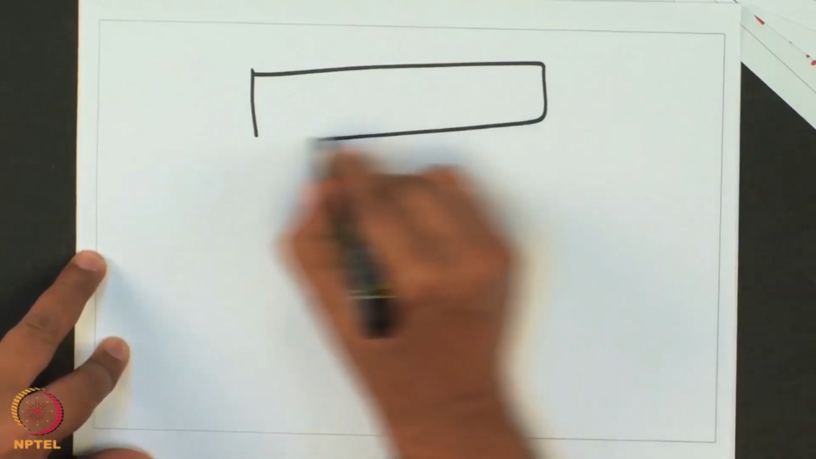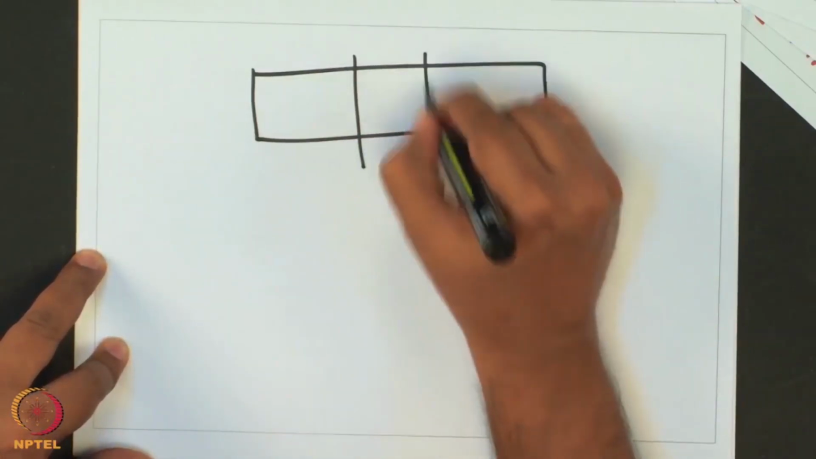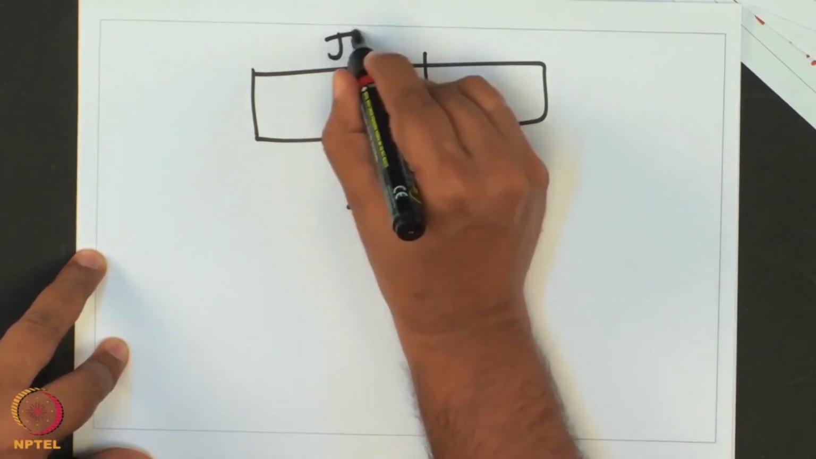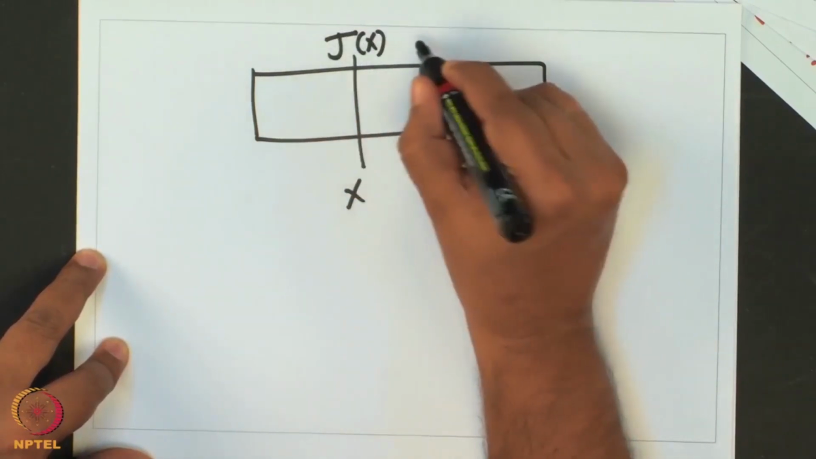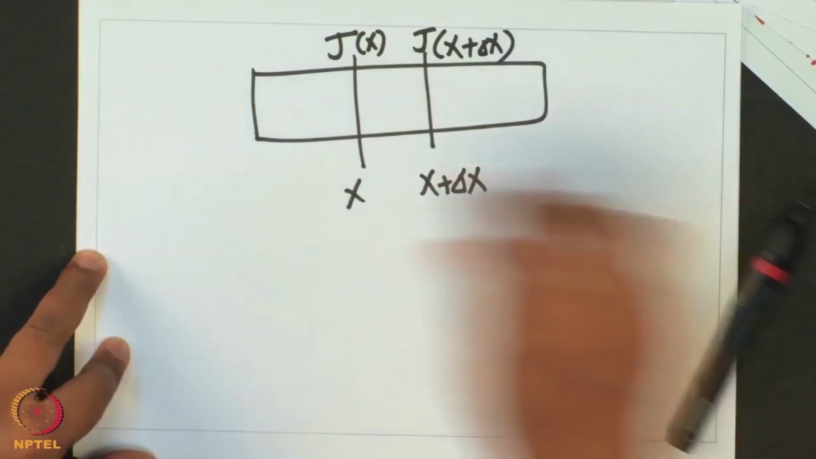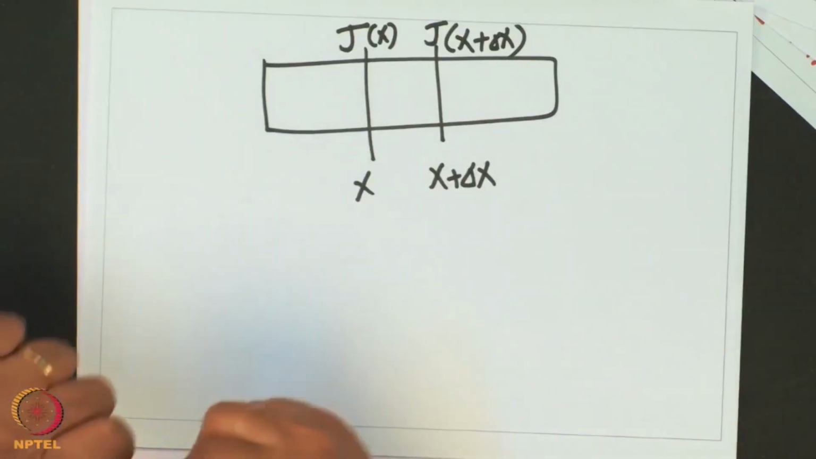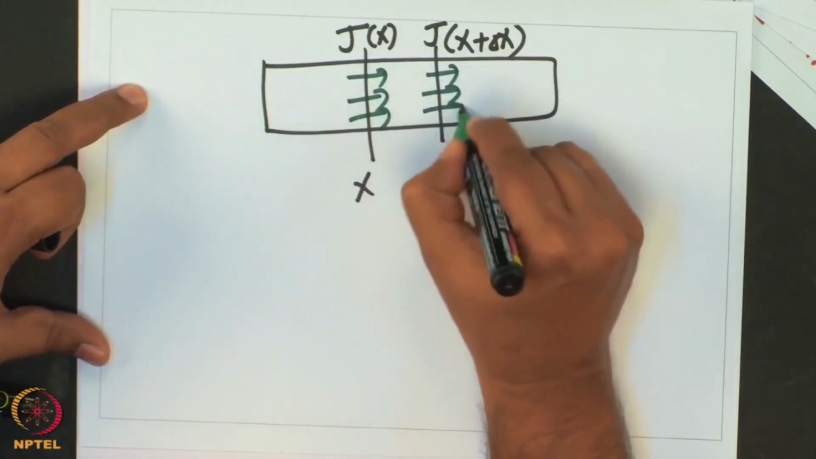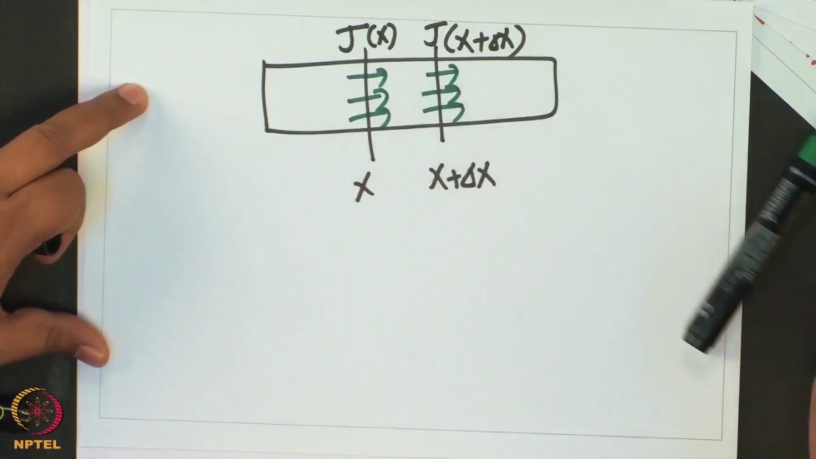So let us write that. Let me write this once more. Let me draw again. We have these 2 points, x and x plus delta x, and we are worried about the flow here, J at x, and the flow at x plus delta x, and we are saying that the flow here is exactly equal to the flow here, equal in magnitude, equal in direction.